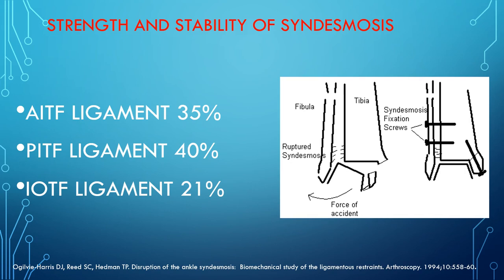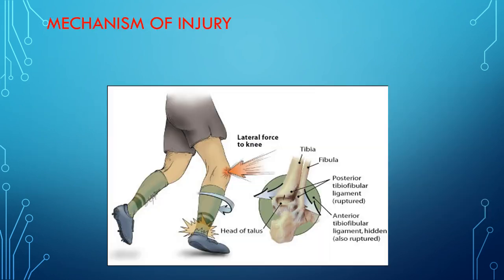Looking at the strength and stability of these ligaments when subjected to pronatory and external rotary forces, the anterior inferior tibiofibular ligament provides about 35% of the stability of the syndesmosis, the posterior inferior tibiofibular ligament about 40%, and the interosseous talofibular ligament about 21%. Again, the typical mechanism of injury, although not exclusively, is a pronation, external rotation injury.